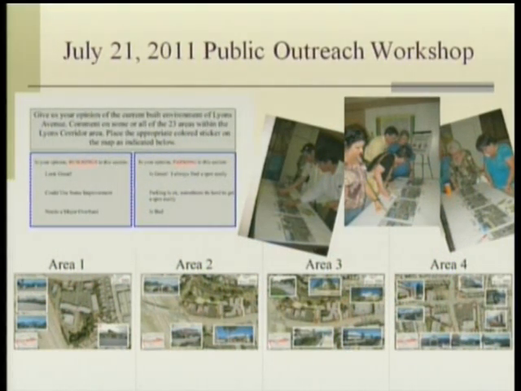This is an example of one of the exercises that we had at that meeting. So we actually had 23 different maps out on the tables, basically with pictures and aerials of every property along Lyons Avenue. And we asked people with stickers to rate the current buildings, whether they liked it, disliked it, or if it needed improvement, and also the current parking conditions. So people really were able to do this exercise and embrace the idea of rating the current development. And it provided very beneficial information to us as we move forward with this planning process.